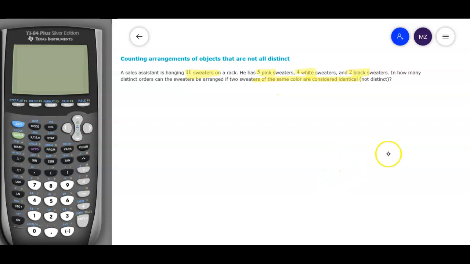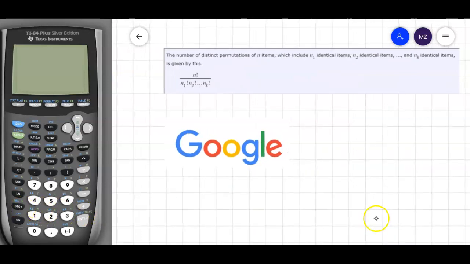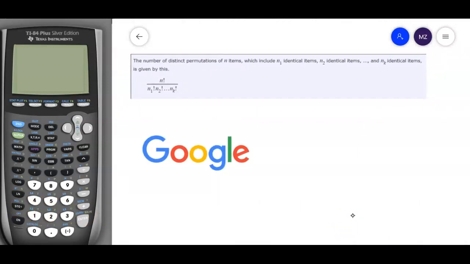Before starting this problem, I'm going to jump to a review of the formula. So this is your formula, and what is the formula saying here? If we have n items, these items are separated into n1 identical items, n2 identical items, and so forth, all the way to nk identical items.